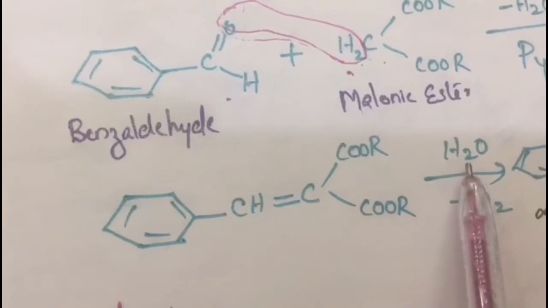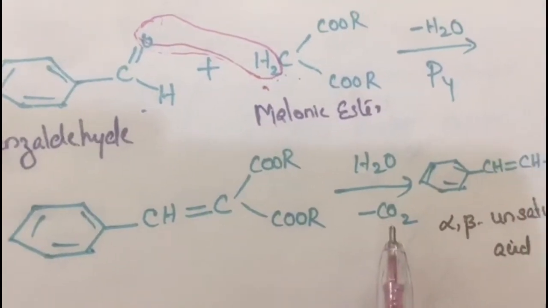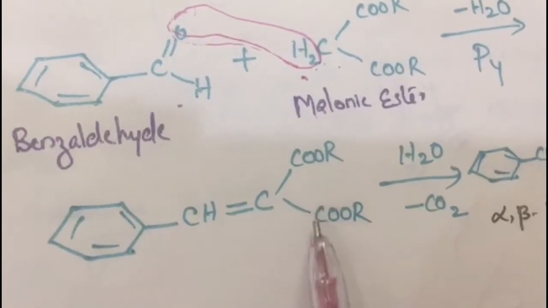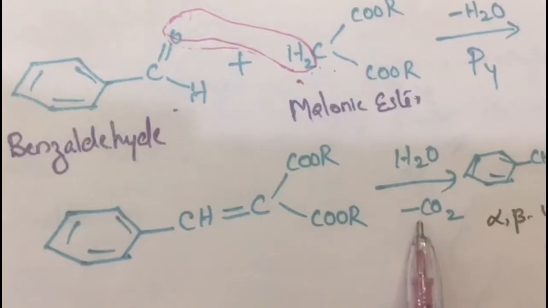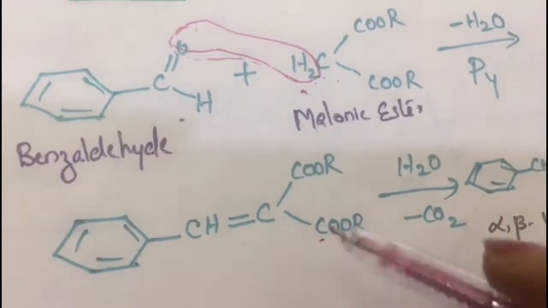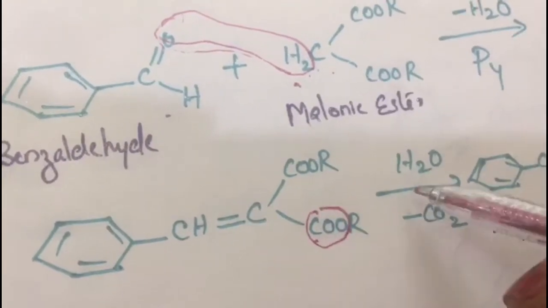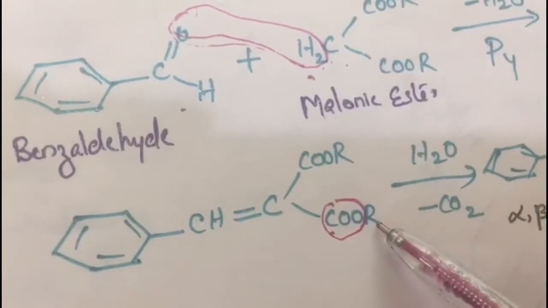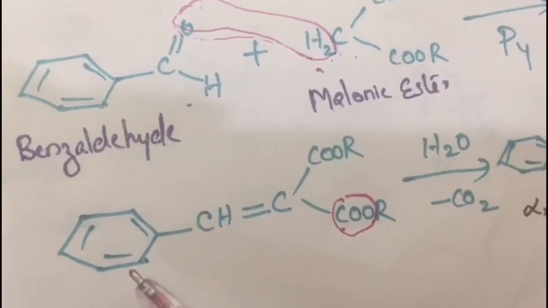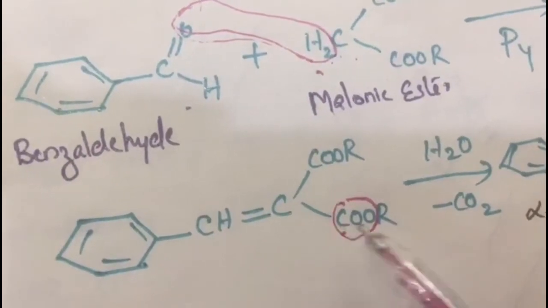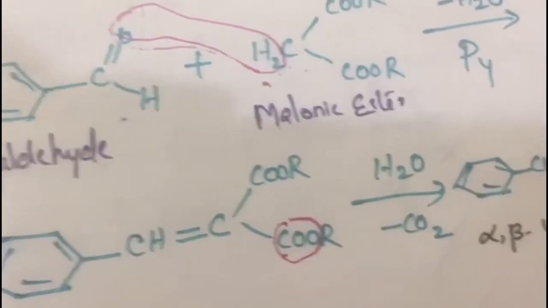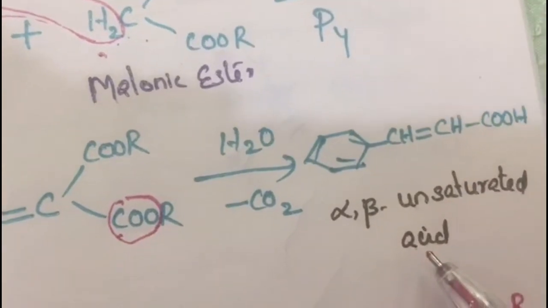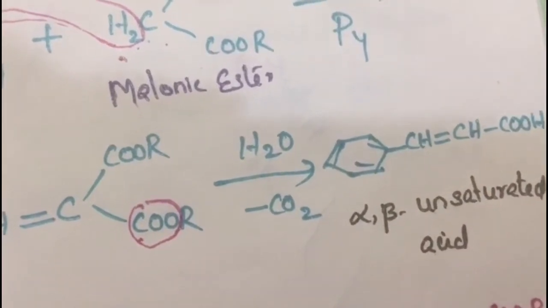In the next step is hydrolysis followed by removal of carbon dioxide, decarboxylation. After hydrolysis the product will be a dicarboxylic acid, alpha beta dicarboxylic acid, then carbon dioxide will be removed. So after hydrolysis this will be COOH and COOH. Here CO2 will be removed, so this will be hydrogen. So the product will be C6H5CH=CH COOH. This compound is known as alpha beta unsaturated acid.